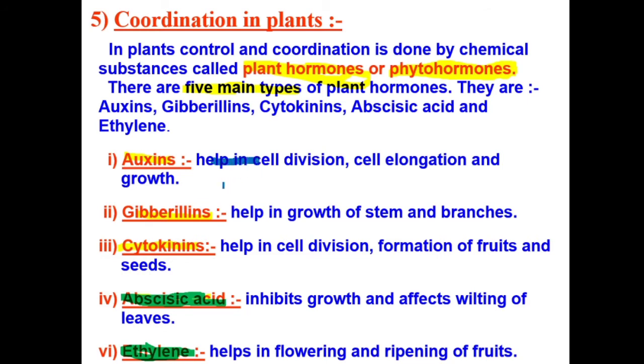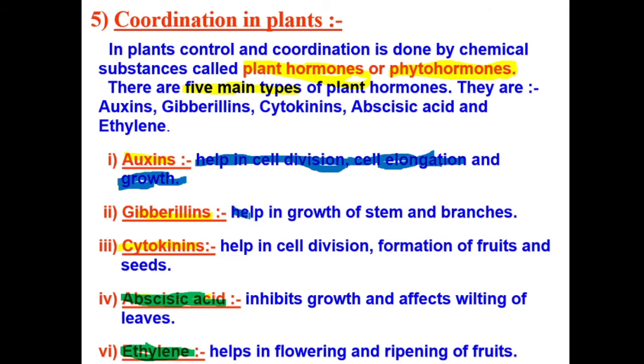Auxins, what do they do? They help in cell division, cell elongation and growth. How do they help in cell elongation? Auxins help to make the cell wall more flexible, much thinner. If the cell wall becomes thinner, the cell will easily elongate. That's how auxins work.